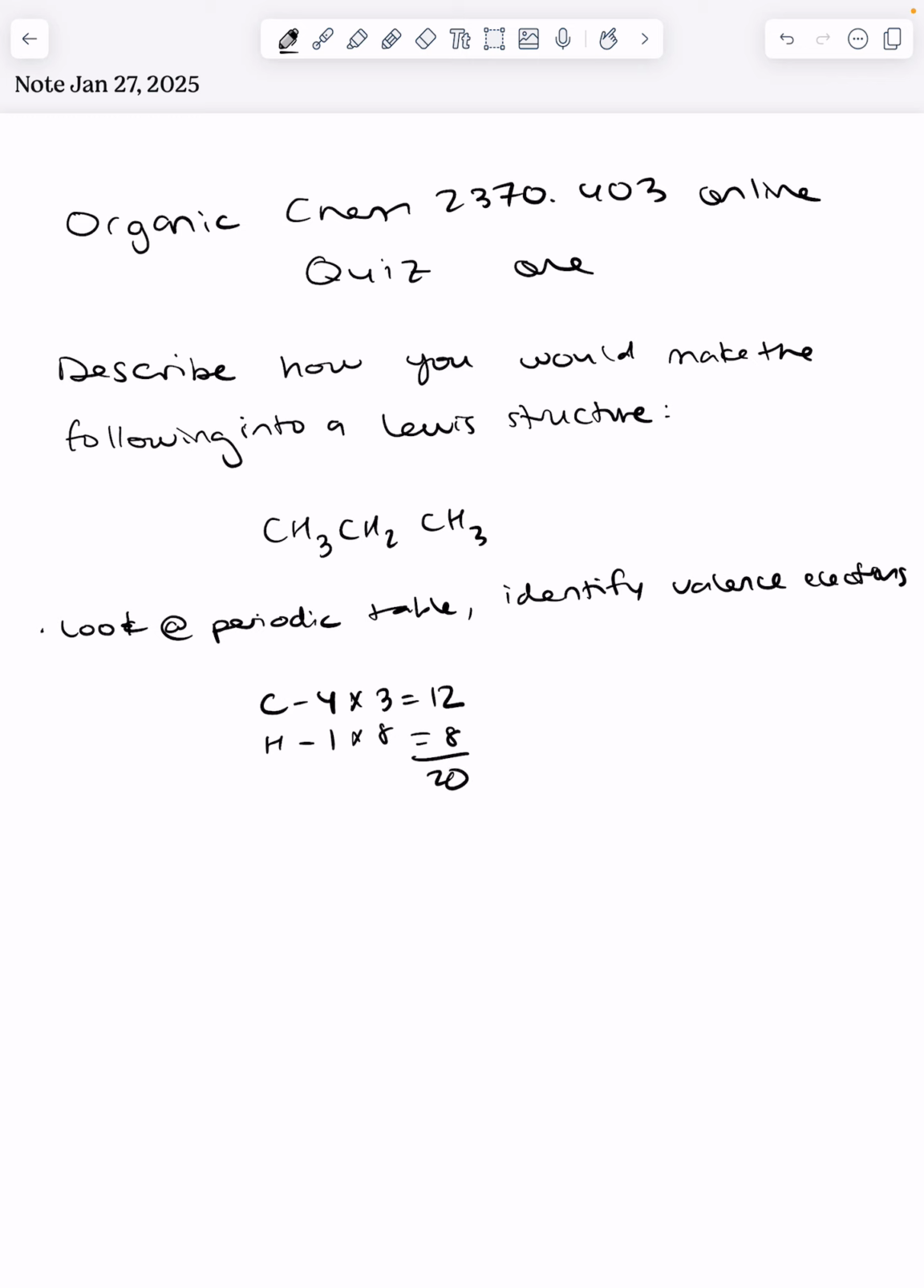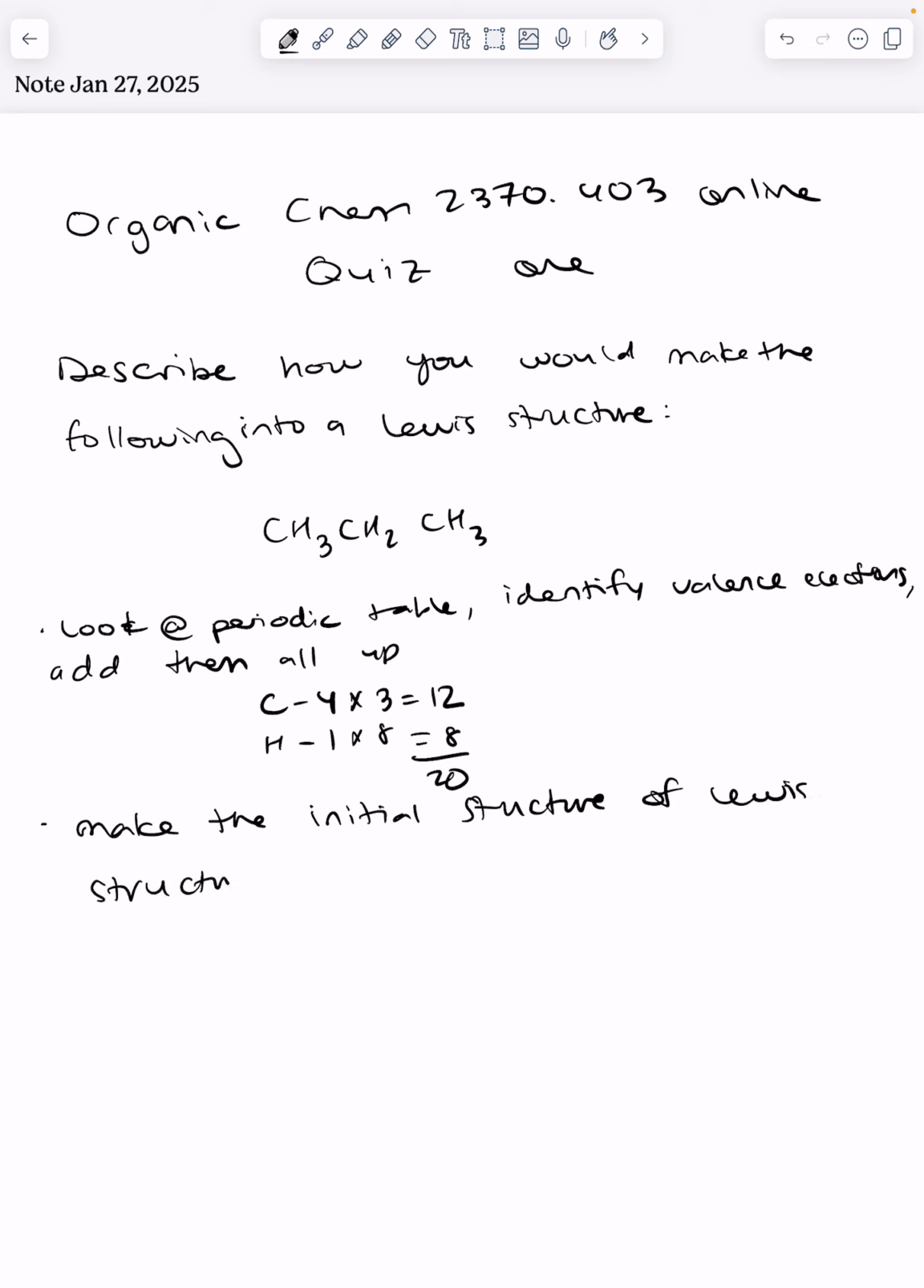And I'm only doing that just so that you can see how I would do the problem and how I would go about writing it out. So the only thing that I would grade would be what words you wrote. So look at the periodic table, identify the valence electrons, add them all up. Then the next step is to make the initial structure of the Lewis structure with single bonds.